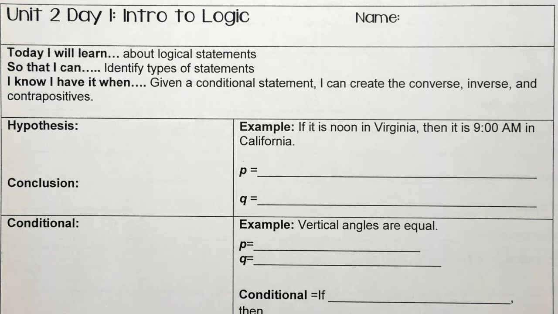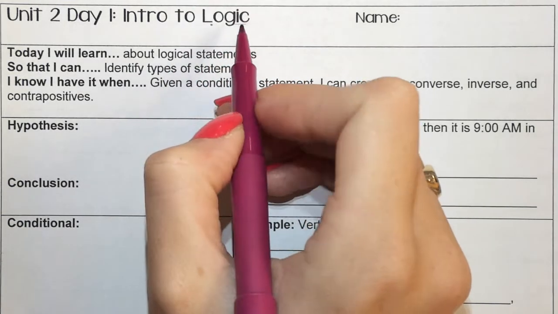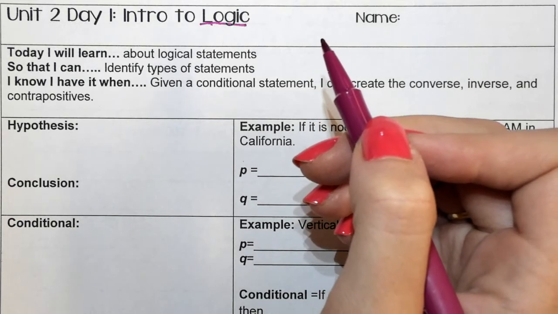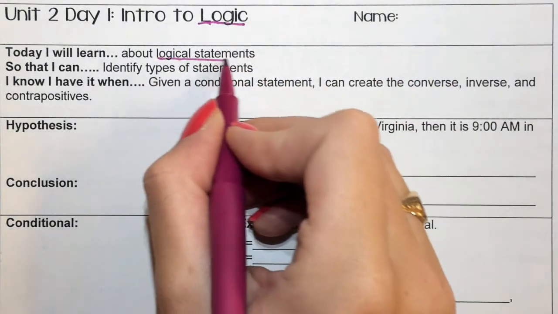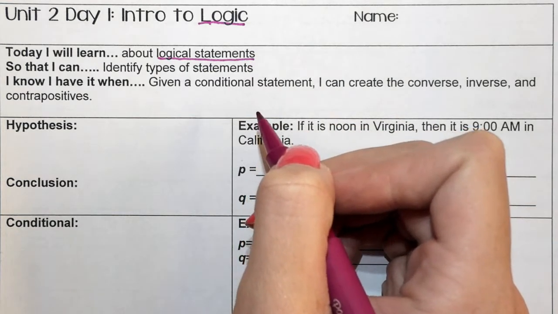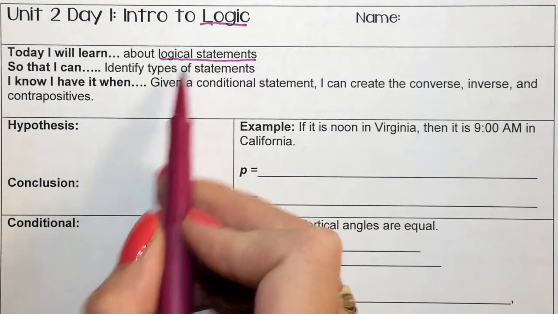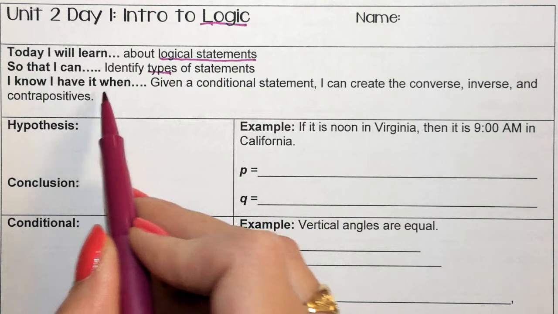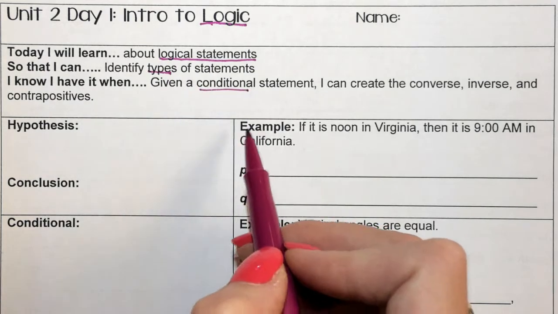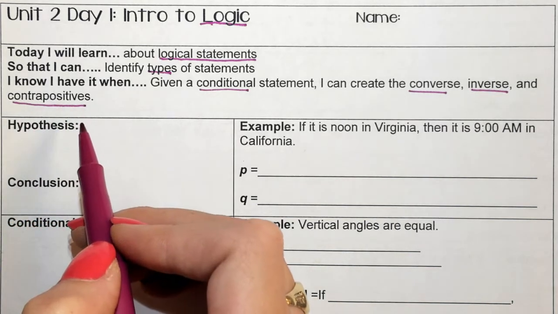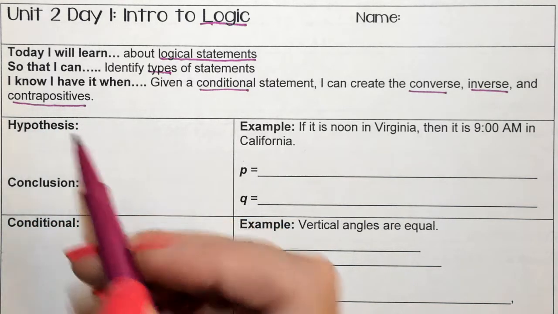Hi everyone, this is our first video of Unit 2. So this unit is about logic, and it's going to be a little weird because there's not a whole lot of numbers involved in this unit. It's more about logical statements, which we'll use to prove that things in geometry are true or false. So we're learning about logical statements so that we can identify the types of statements. You'll know you have it when you can figure out, given a conditional, what the converse, inverse, and contrapositives are. So those are those different types of statements.